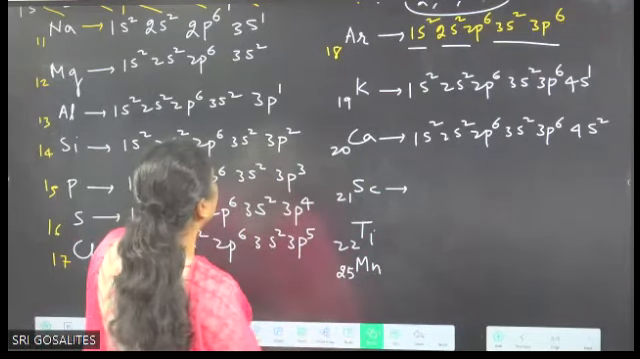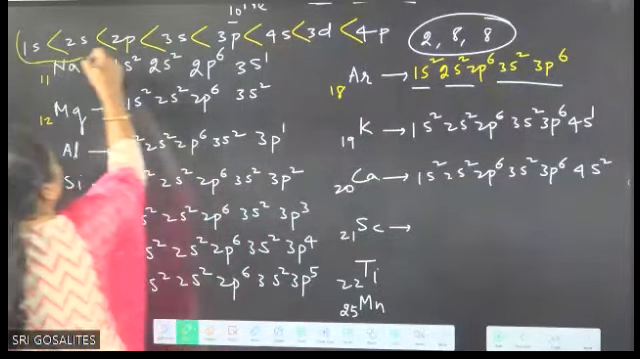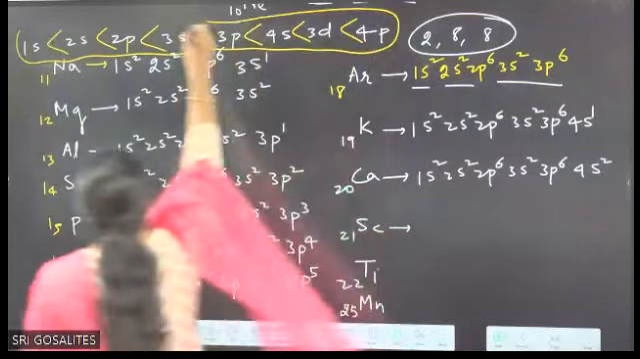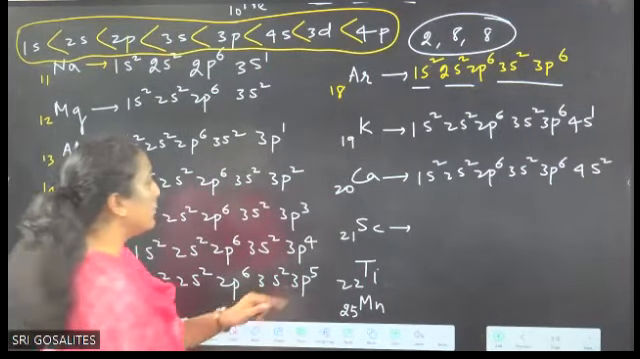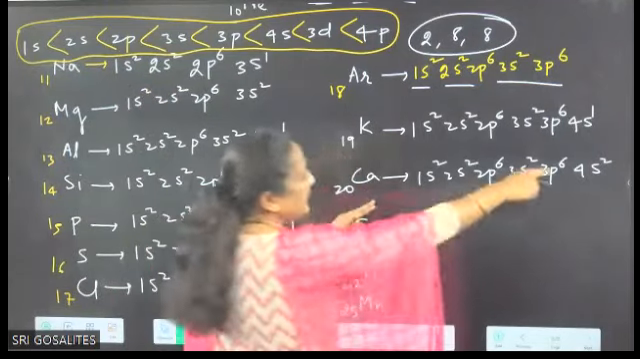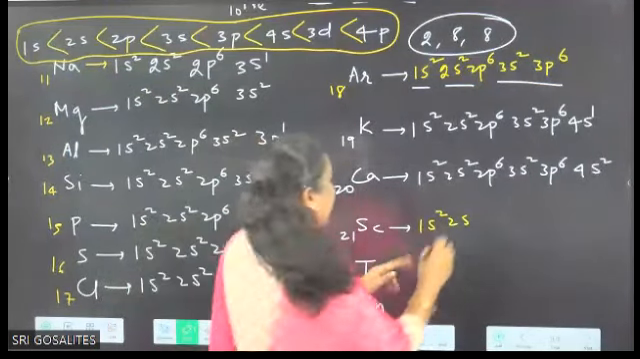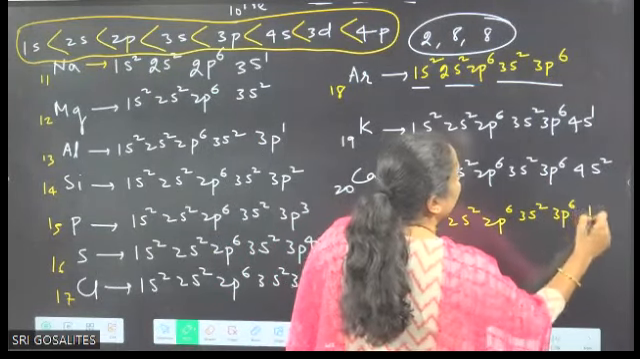Now I'll bring that diagram back, the diagram I'm talking about. Half of what I've written is what we are seeing up to this point. For scandium, you are going to write 1s2, and up to at least calcium it will be the same, right? So 1s2, 2s2, 2p6, 3s2, 3p6, and 4s2.